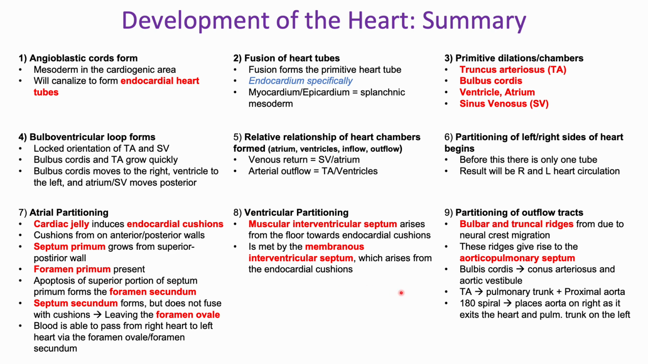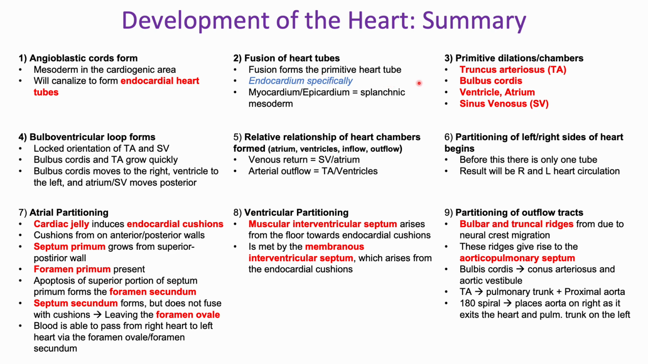Okay, I know this is a lot of information, so we're going to go through a quick summary of what we've done up to this point. So initially in developing the heart, we had the angioblastic cords forming. Okay, those angioblastic cords form, they then canalize to form the endocardial heart tubes. Those heart tubes fuse at the region of the primordium heart, and specifically giving rise to the endocardium. Okay, the myocardium and epicardium, we didn't talk about this, but this is going to be derived from the associated splanchnic mesoderm. Okay, so we're just specifically talking about endocardium throughout this development.